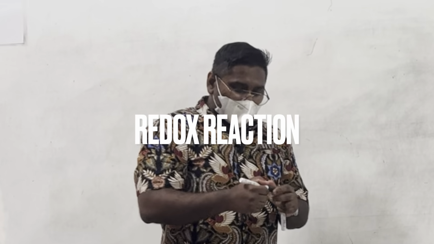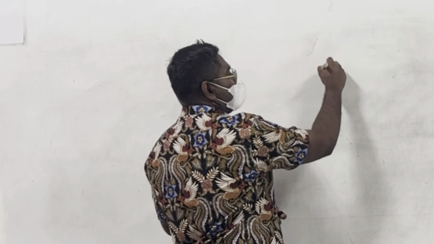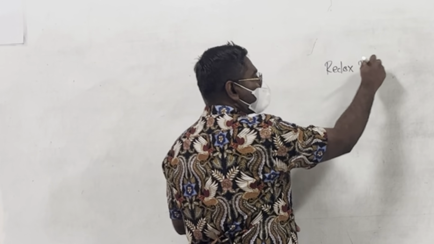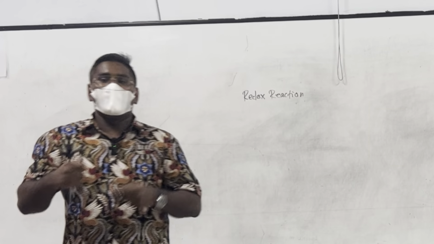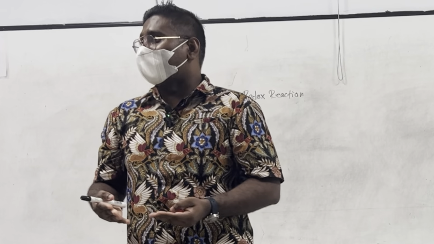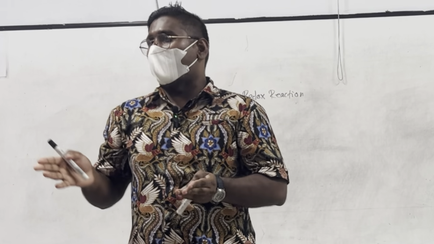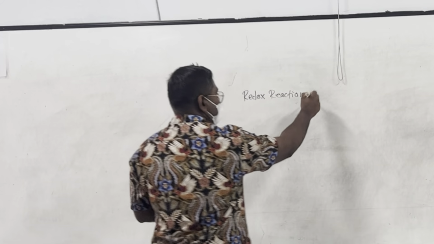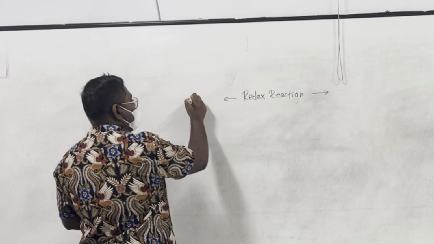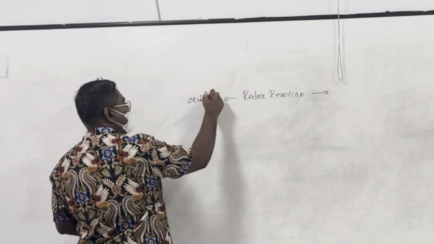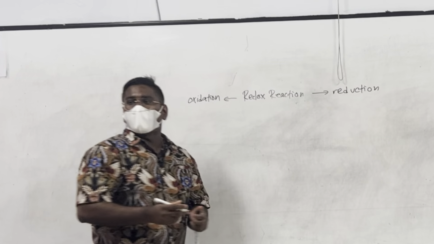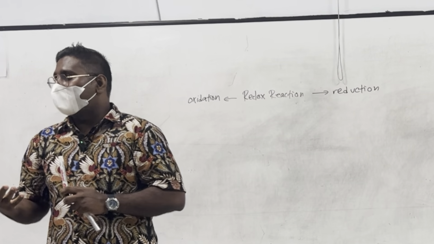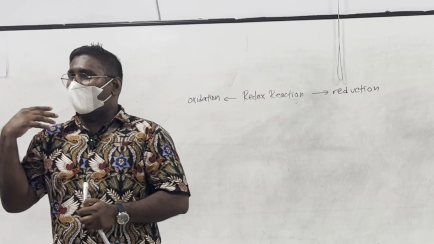Now, the topic that we are going to discuss today is redox reaction. Redox reaction is a combination of reduction and oxidation, so it is going to be two reactions. In order to have a redox reaction, you must have oxidation and reduction happening at the same time. Both of them must be happening together. So that's why you have redox.